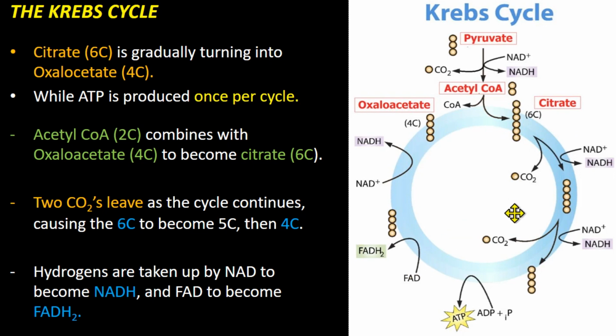In the Krebs cycle here, ATP is produced once every cycle. A glucose molecule can produce a net amount of 32 ATP. So acetyl coenzyme A is going to combine with oxaloacetate to become citrate. 2 carbon dioxide molecules are going to leave. So this 6-carbon compound is going to lose 2 carbons. So first it's going to become a 5-carbon molecule, then a 4-carbon molecule.